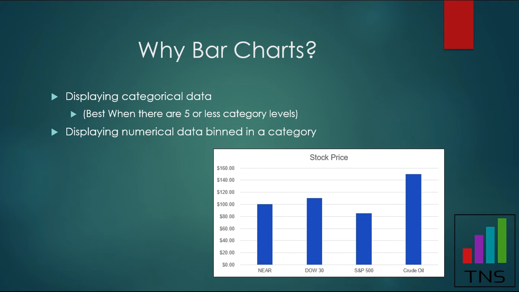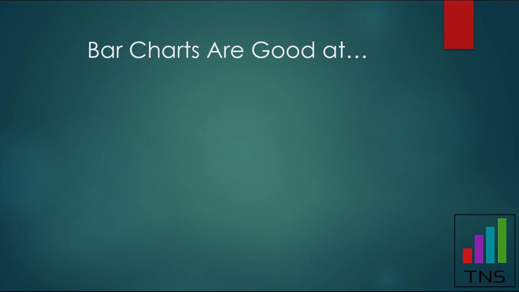Let's explain. Things like stock prices, for example. You have one stock and really one stock price. Stock price is like an aggregated binned data value. For example, you have Dow and so on, and they all have a fixed price. We'll look at another example later on.